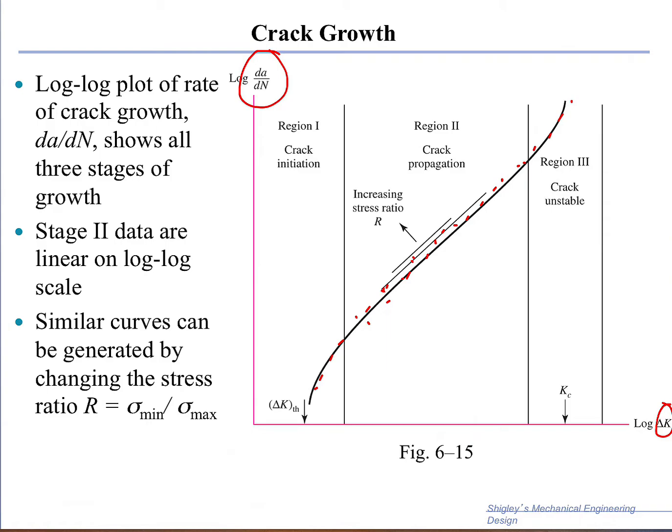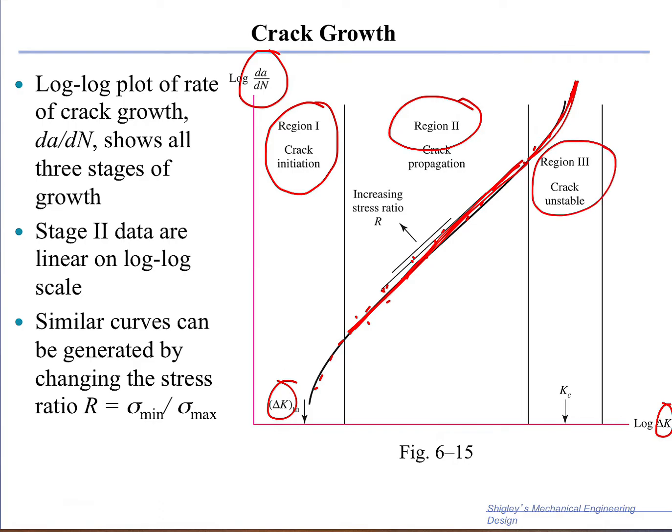The first one is crack initiation, region 1, for very low values of delta K, and then we get into region 2, which is the majority here, which is represented by a straight line, and that is a region of stable crack propagation. And then we get region 3, which is when we get closer to K sub C, which is the fracture toughness. As delta K gets closer to the fracture toughness, the crack will propagate in an unstable fashion, and you get immediate fracture, not delayed fracture.